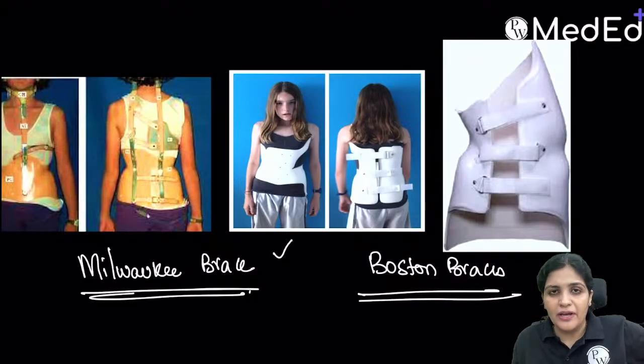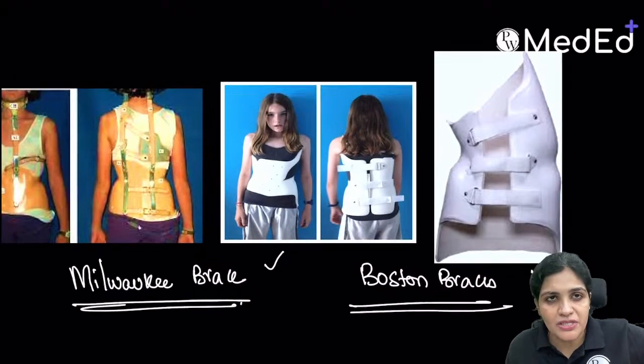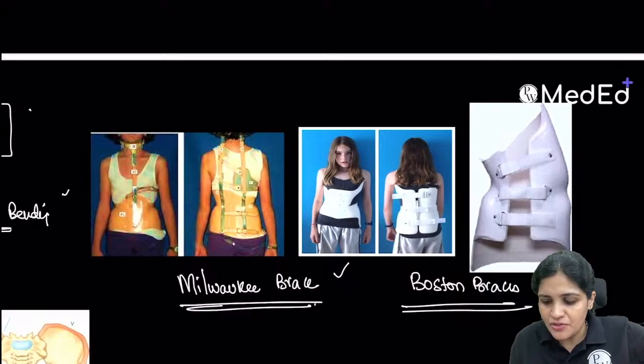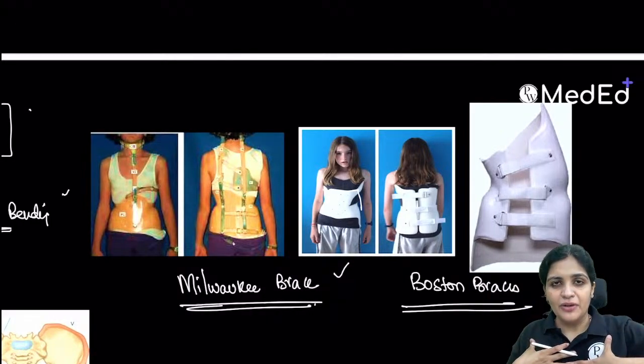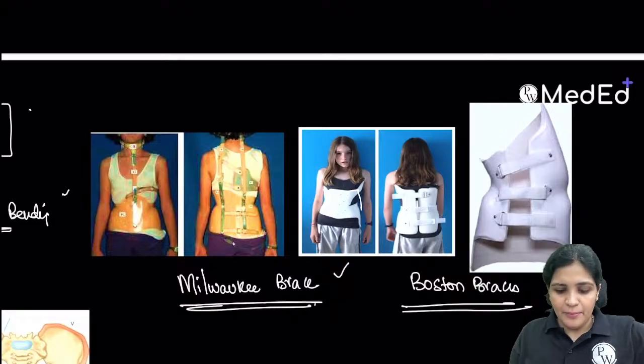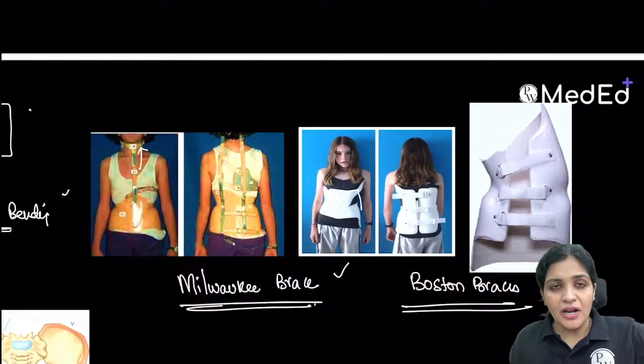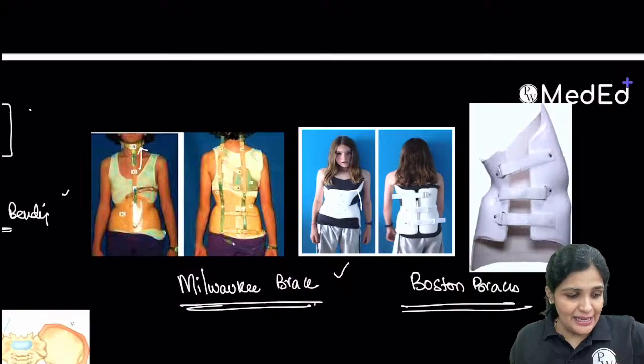So one is Milwaukee's brace. The second one is your Boston's brace. Boston's brace, if you see, is a tight structure, only up to the thoracic region. Milwaukee brace is extending up to your cervical level. This you have to remember. They will ask in the exam. Milwaukee brace and the Boston brace. Okay.